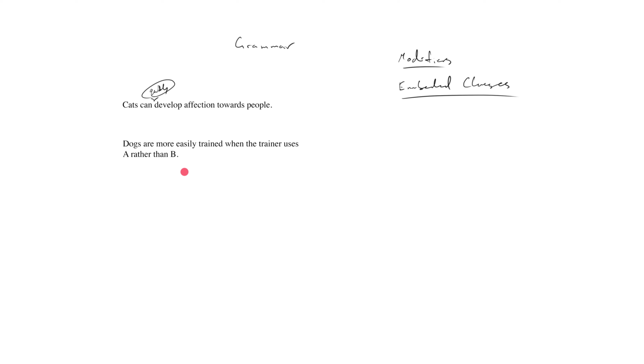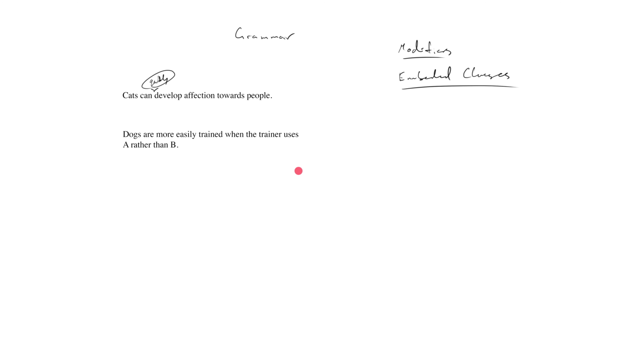All right, so for the rest of this lesson, let's practice building up. Let's consider this sentence. Dogs are more easily trained when the trainer uses A rather than B. Hopefully the presence of this word "than" registered on your radar, right? Hopefully it triggered your memory of an earlier grammar lesson on comparative statements. That's what the sentence is. It's a comparative statement. And as far as comparative statements go, this is not a super convoluted one.